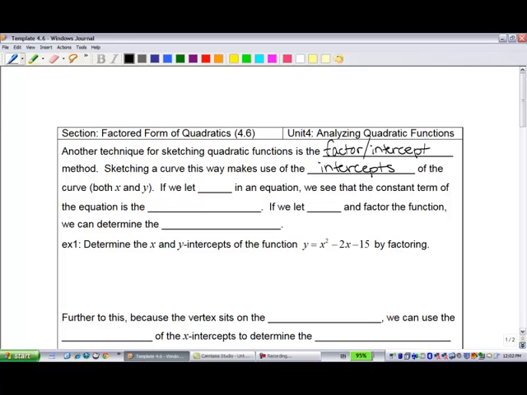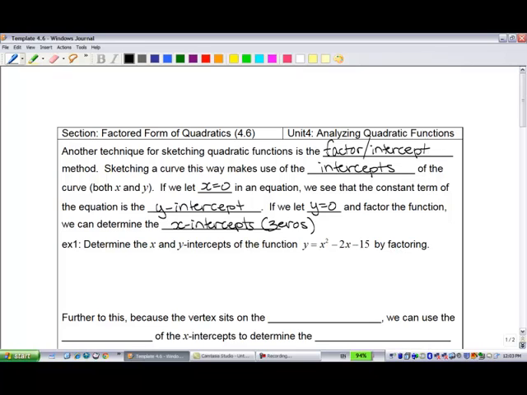So what we do is we take a look at both the x-intercepts, typically called zeros, and the y-intercept. If we let x equal 0 in an equation, which basically means you're sitting on the y-axis, we see that the constant term in the equation is the y-intercept. On the other hand, if we let y equal 0 and factor the function, we can determine the x-intercepts. And for x-intercepts, we also use the word zeros.